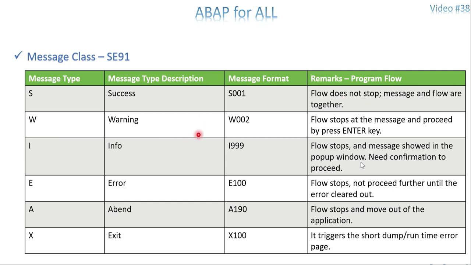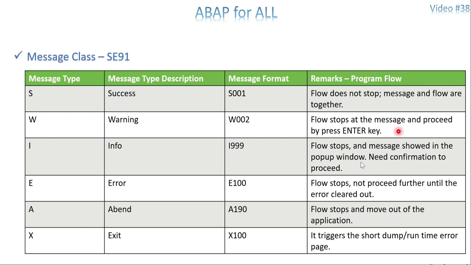And warning is W as a format. Its flow stops at the message and proceeds by the enter key, meaning a warning is just a warning message for you, and if you press enter, it will automatically allow you to execute the rest of the code. A very simple example: if you get a chance to create a purchase order or a sales order, you might get some warning messages saying the delivery date is in the past, or this date is not allowed. These are warnings. With a warning you are able to complete the process. But sometimes you have to take action, sometimes it's fine. Okay, so that is a kind of warning.